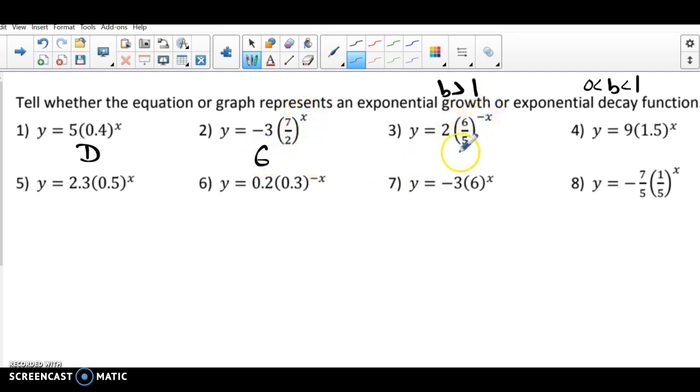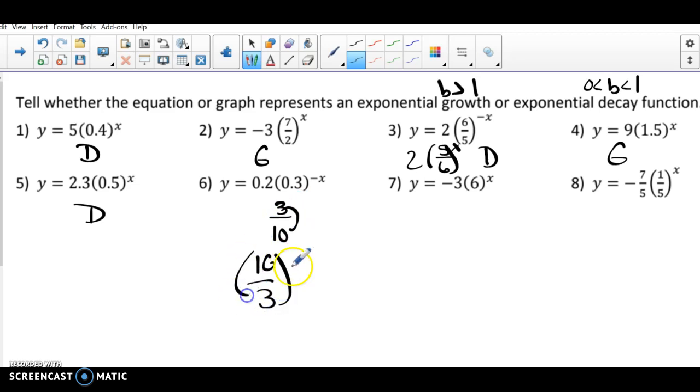This is a negative exponent, so we have to flip it. So we have 5 over 6 to the x power. This is less than 1, so that's a decay problem. This is greater than 1, so that's a growth problem. Positive exponent less than 1, that's a decay problem. This is the same thing as 3/10, and it's negative, so we have to flip it. So we have 10 over 3 to the positive x power.